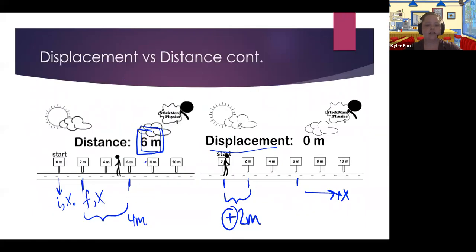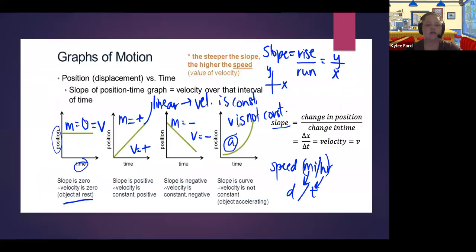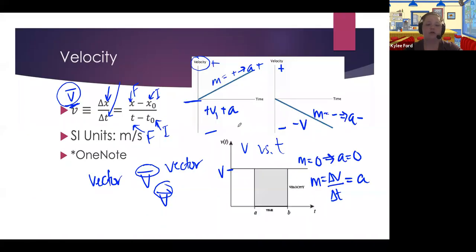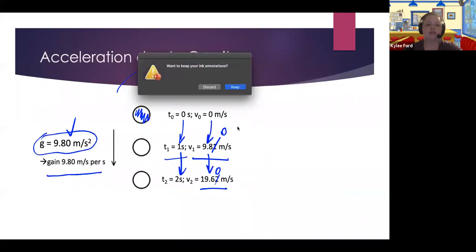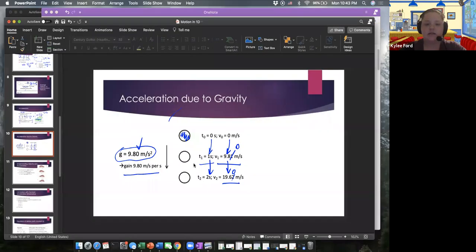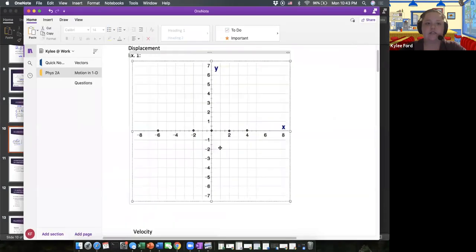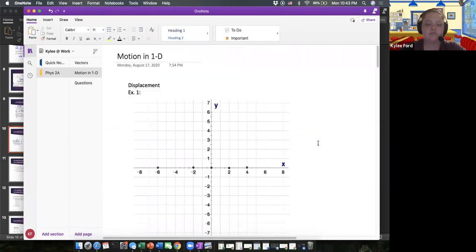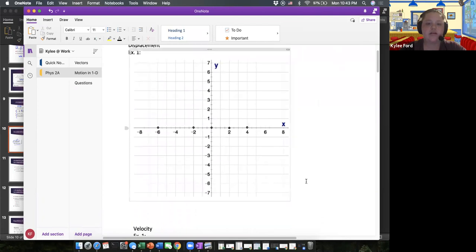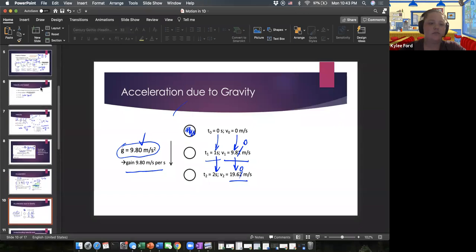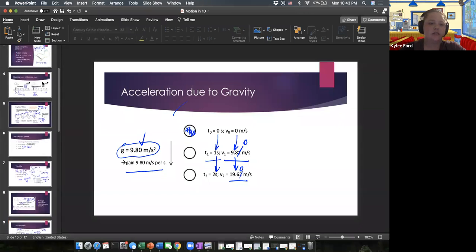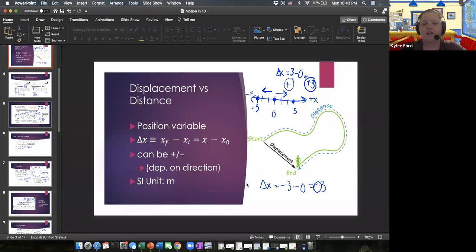Let's see here. I think I skipped a couple of things. I wanted to go into my OneNote and show you guys some examples of a few things. Let me go over here real quick. Displacement. Yeah, I kind of drew that out for you guys.